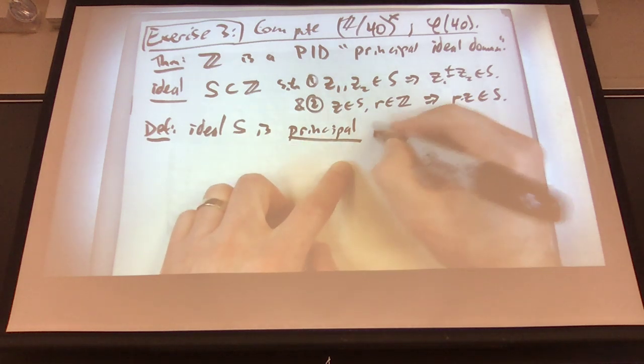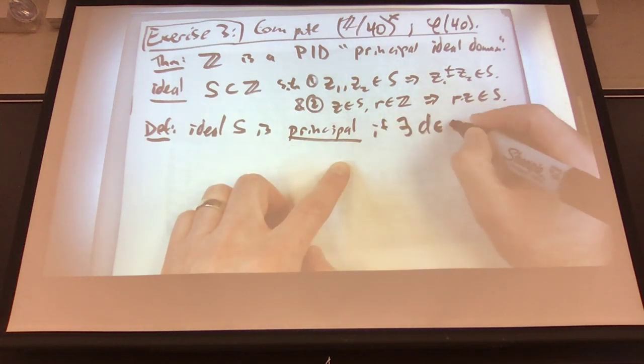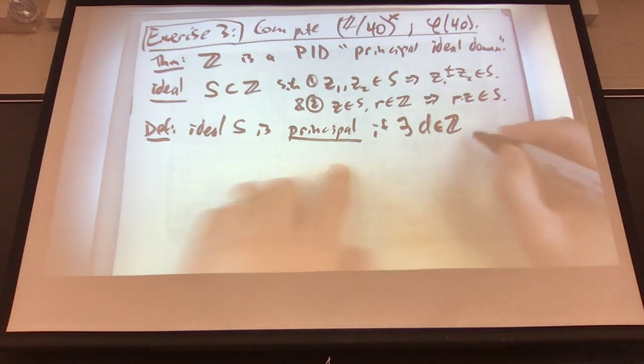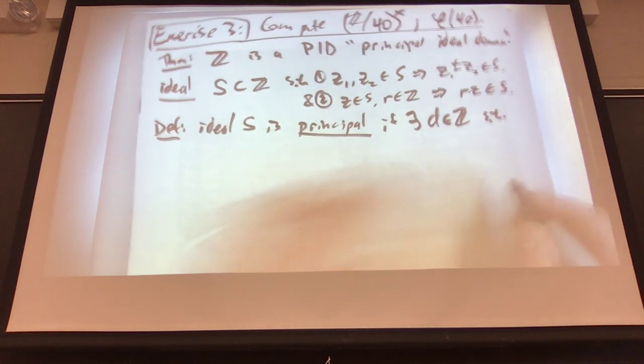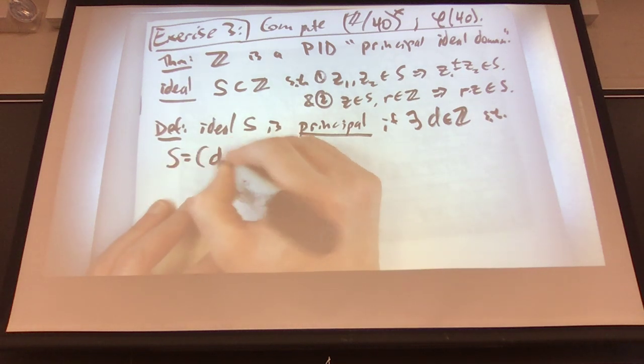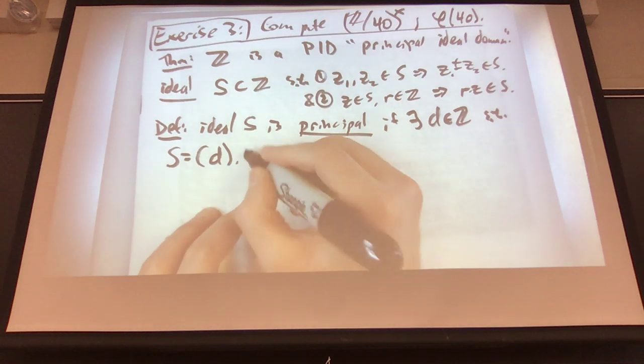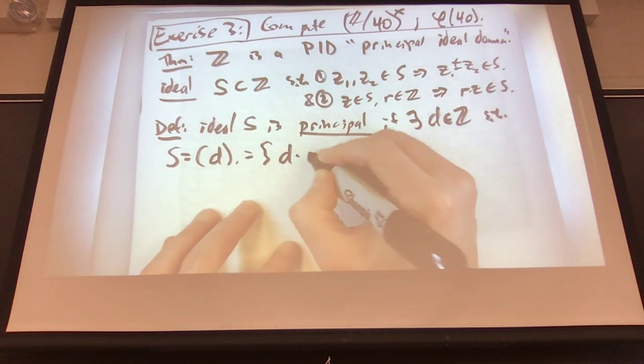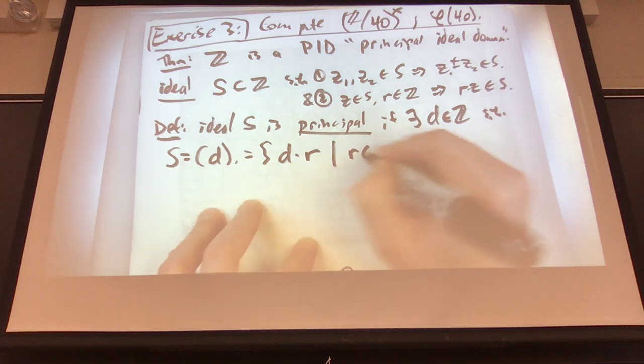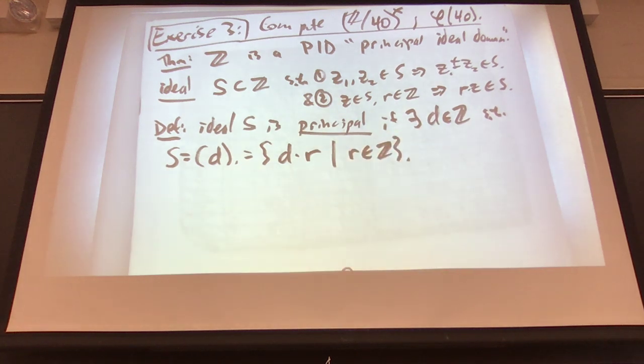So an ideal is principal if there exists an element, let's call it D, in the ring, but of course also in the ideal, such that S is the ideal generated by D. So now we have to unpack what that means. How do I generate an ideal by an element? We can do this in general, but we can also do this in particular in our ring Z.